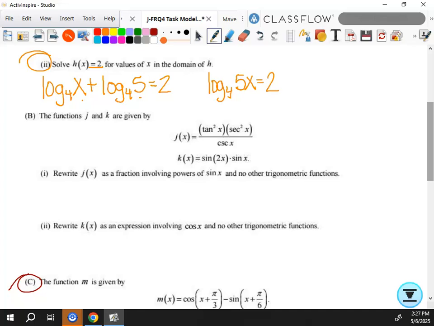Change it to an exponential, yeah. So I'm going to do 4 to the second power equals 5x. So that is 16 equals 5x. So x equals 16 over 5.